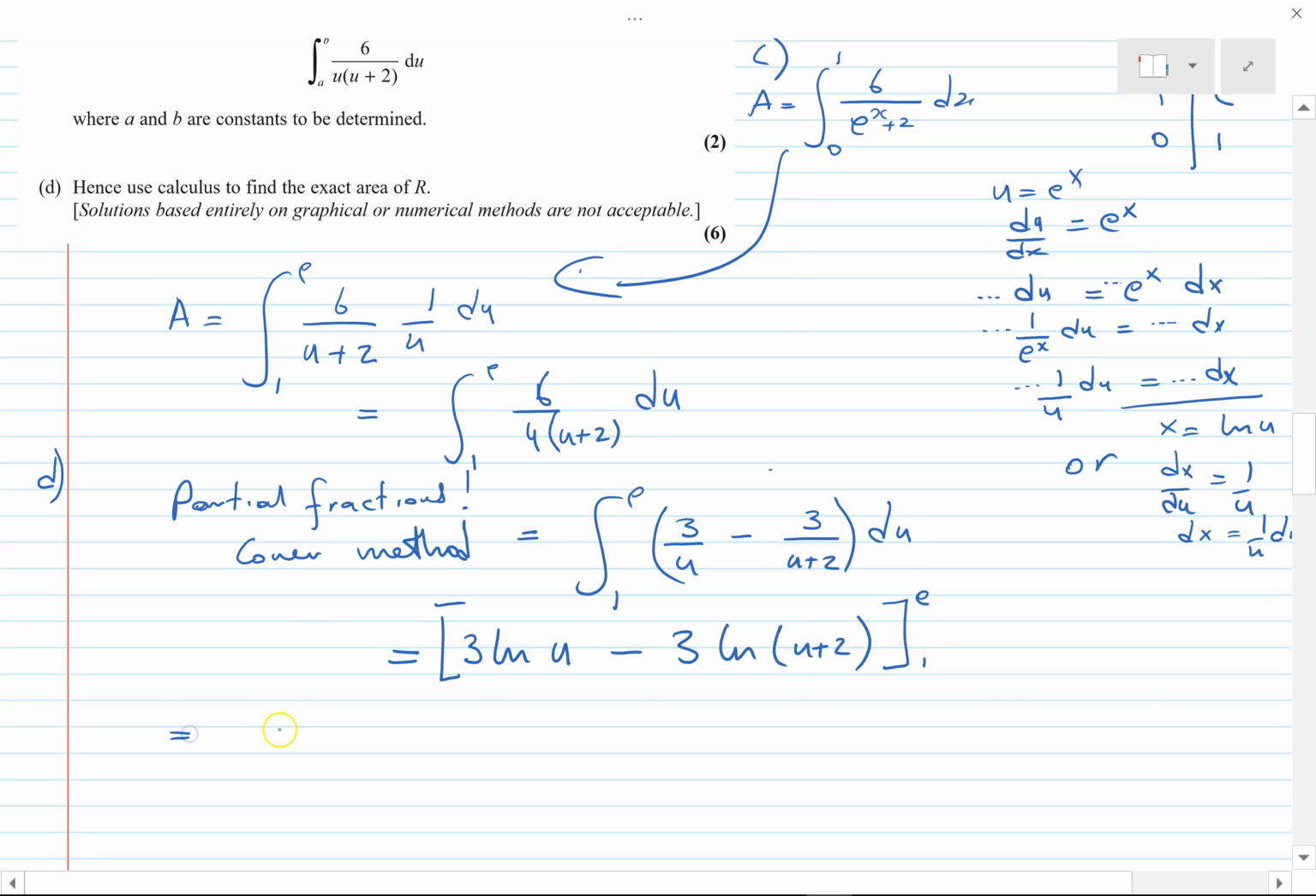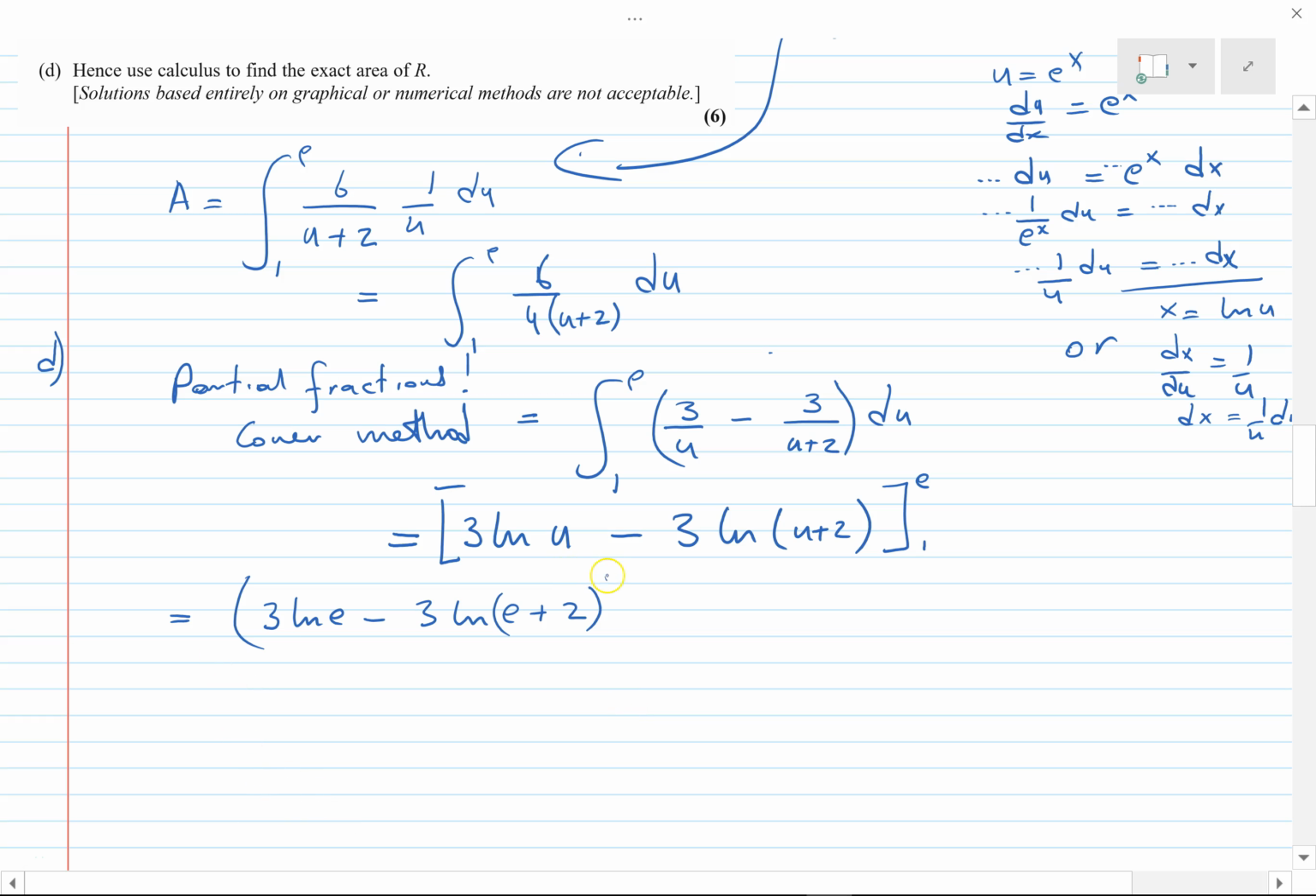So now we can put the e into the bracket. So that's 3 ln e, take away 3 ln (e plus 2). Take away, putting 1 in, 3 ln 1. Take away 3 ln 3.